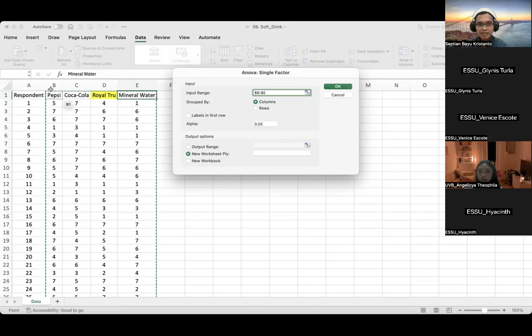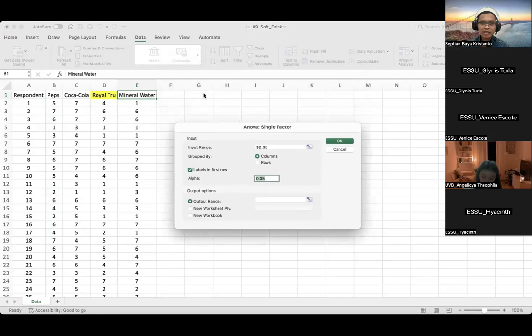Since it's grouped in columns, we need to check the labels in the first row, because the first row is the label of the data, not numbers. Okay. We have Pepsi, Coca-Cola, Royal True, and mineral water in the first row. And then for the output range, I will take cell G1 here. And then we can run all of the analysis.